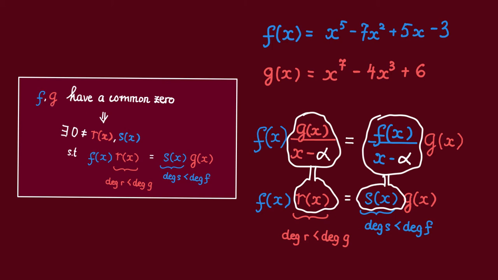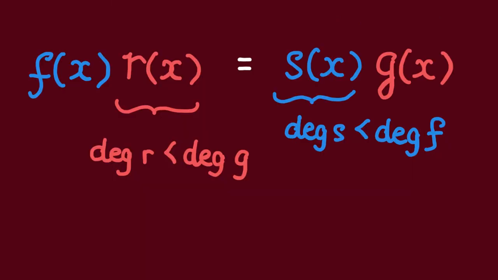If f and g have a common zero, then there must exist non-zero polynomials r(x) and s(x) such that f times r is equal to s times g, and the degree of r is strictly less than the degree of g, whereas the degree of s is strictly less than the degree of f. Now we claim that this condition is actually also sufficient. That is, if there do exist such polynomials r and s, then f and g do indeed have a common zero over an algebraically closed field. So let's see why that is.